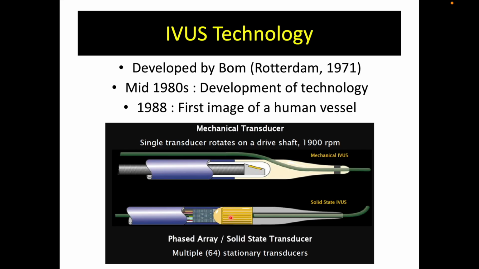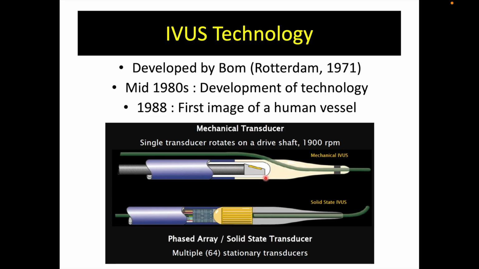In comparison, if you look at the solid state transducer or the Volcano transducer, this has 64 stationary transducers. It does not rotate. There is a transducer in all directions, a complete 360 degrees is covered. It does not have to rotate. So the NURD artifact does not occur with the Volcano catheter. It only occurs with the Boston catheter.